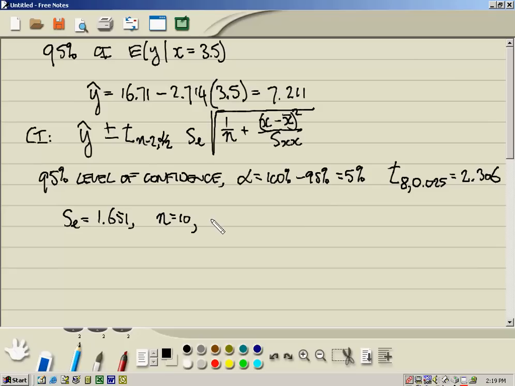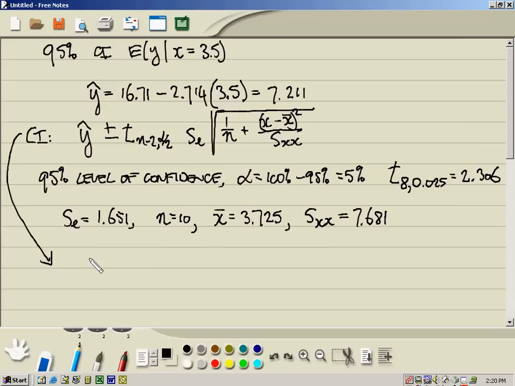The x was given, that's the 3.5, x bar is 3.725, and again from before, sum of squares of x, s of xx, which is 7.681.